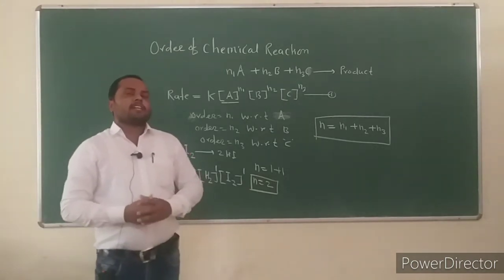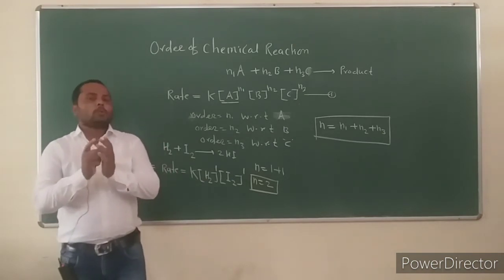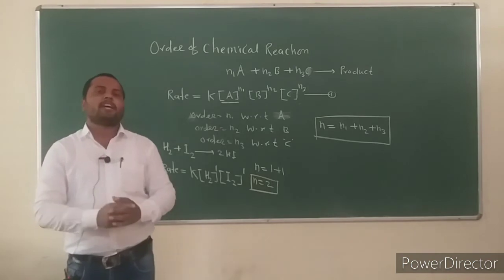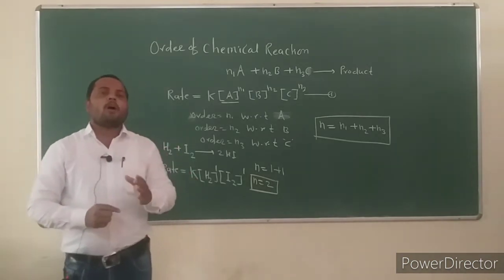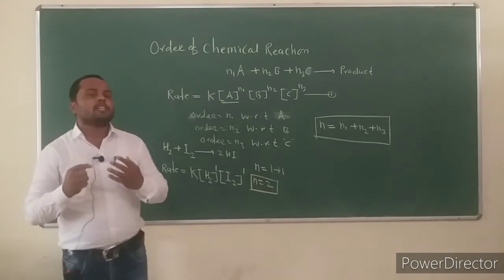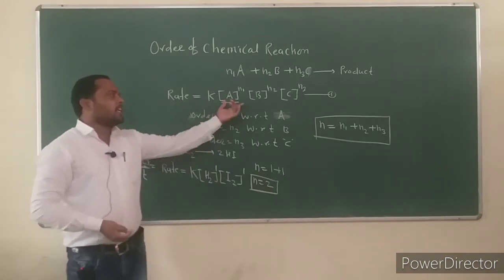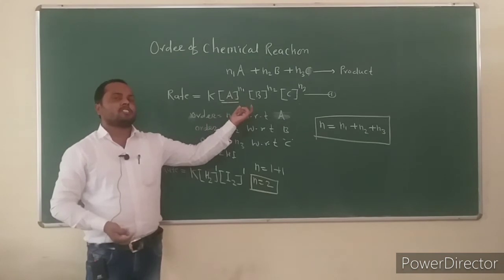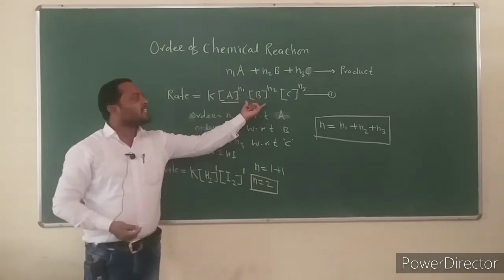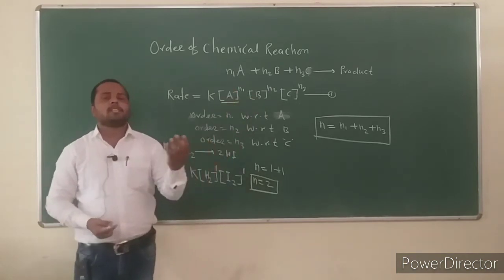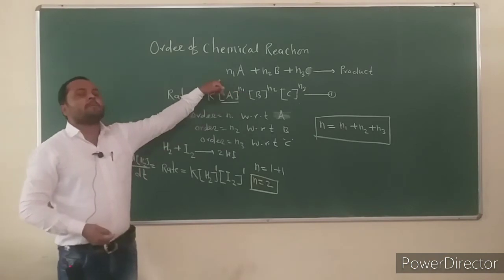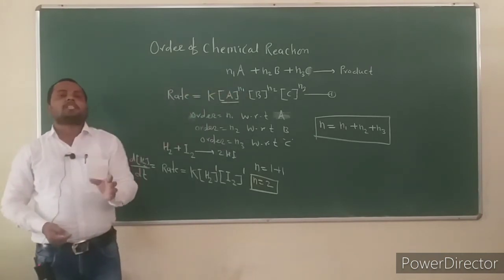What is the order of reaction? If a reaction involves two or more reactants, then the overall order of reaction is the sum of the powers of the concentrations of the reactants involved in the rate equation. The sum of the powers of the concentrations of the reactants in the rate equation is known as the order of a chemical reaction. It is an experimentally determined quantity.